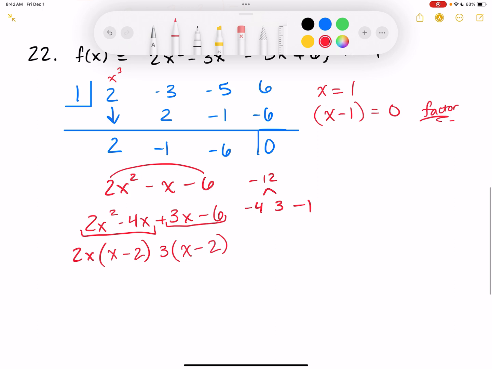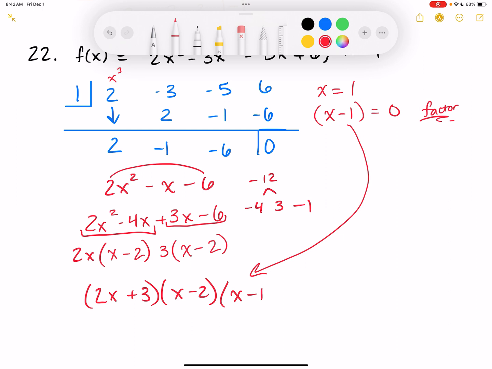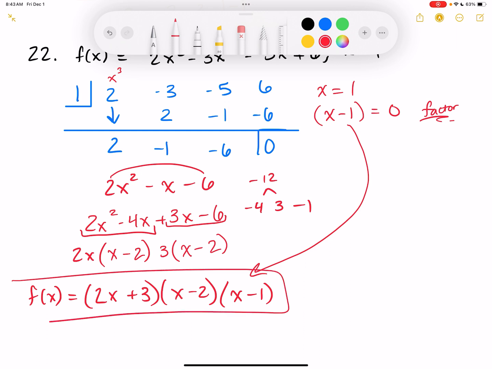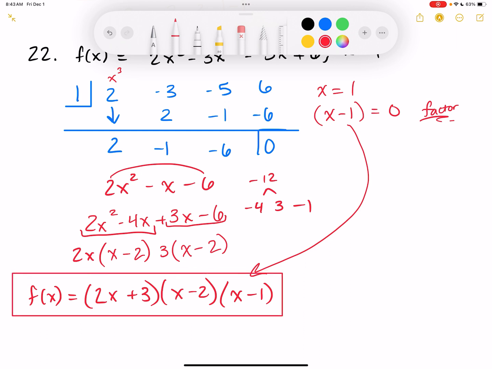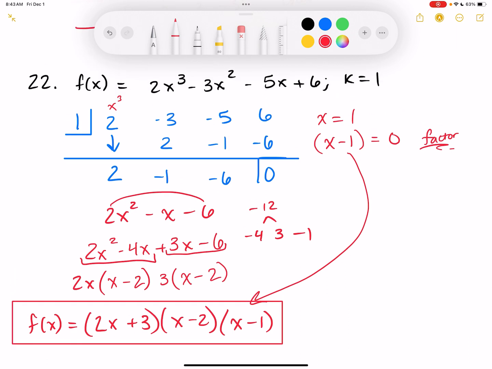So I take this up that's outside, the 2x plus 3, multiply it by x minus 2, and that would be those factors. Then to put it all together, I need to bring this factor down. So I would also multiply this by x minus 1 and just set it equal to f of x, because that's what it was to begin with. And so now I have factored what I started with by them simply just telling me what one of my zeros or factors was.